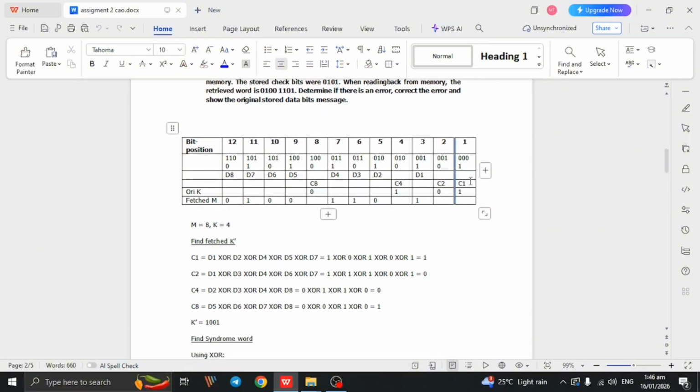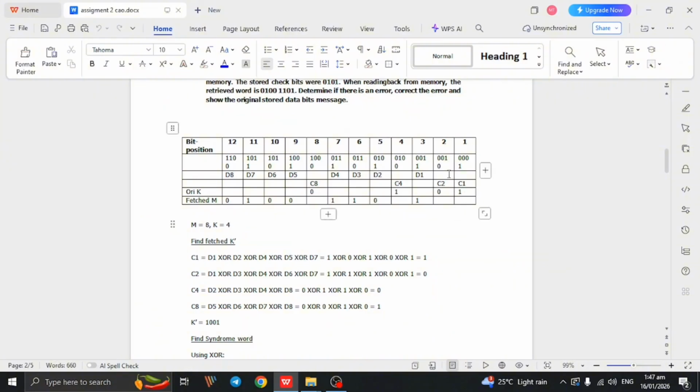So we classify it as check bit 1, check bit 2, data bit 1, check bit 4, and so on and so forth. We see that there are 8 data bits and 4 check bits. So we will check each check bit one by one. First, check bit 1.